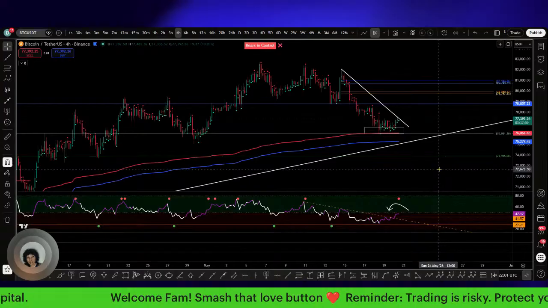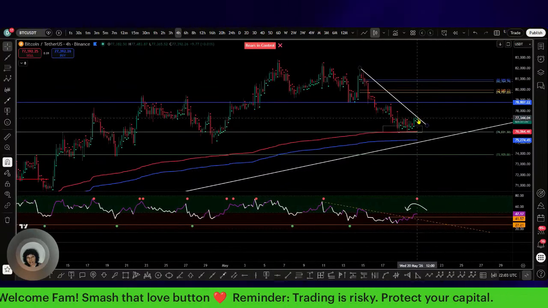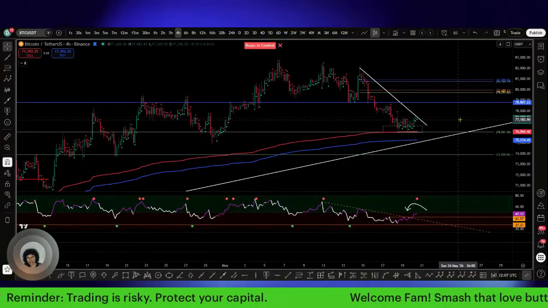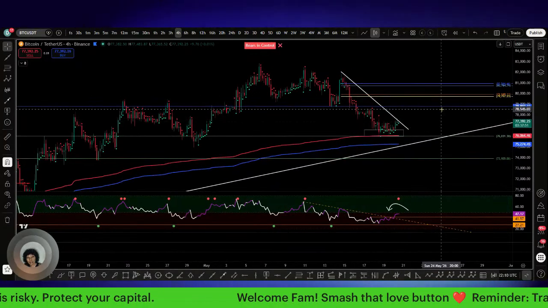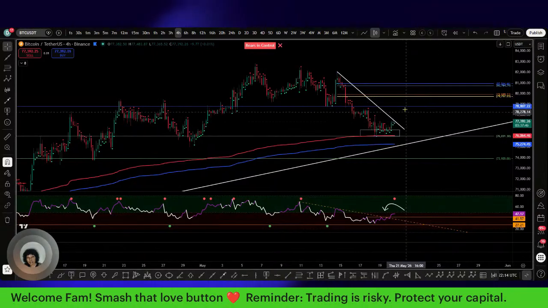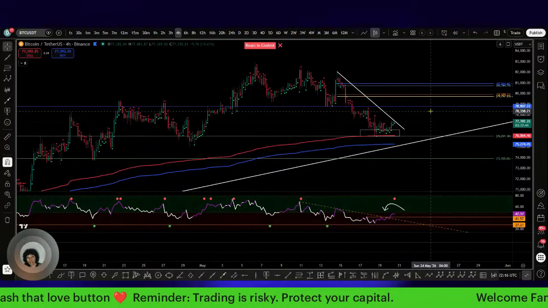Just have to see what it does. Have to be a little bit patient with it. But that's what I'm looking for. So I'll be looking to TP in here if it looks like we might start to reject in here. I definitely will TP for sure in here though.